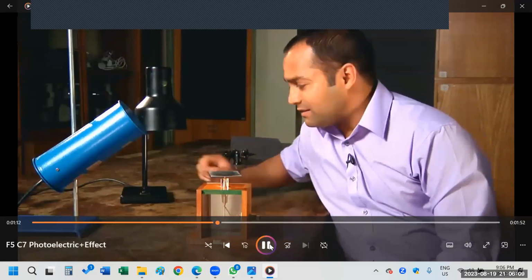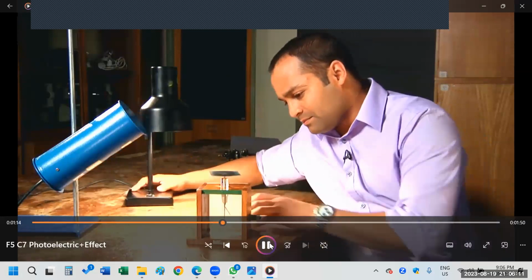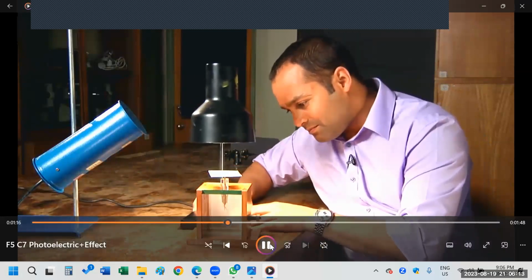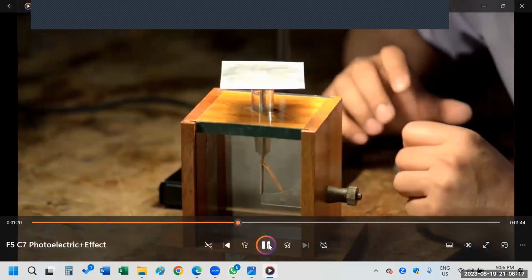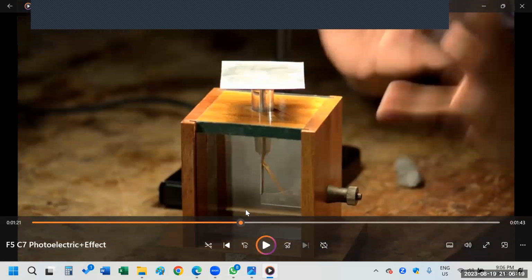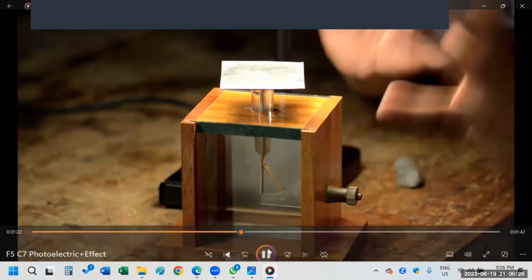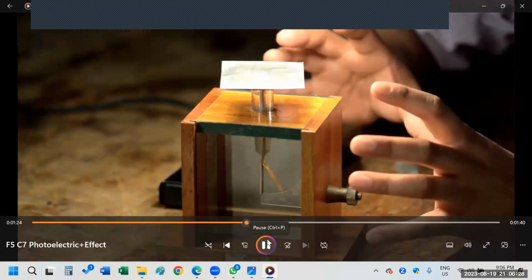Now watch what happens when I shine visible light onto the plate. Absolutely nothing. That's actually a really important part of the demonstration. Your students need to notice that with visible light, nothing happens.